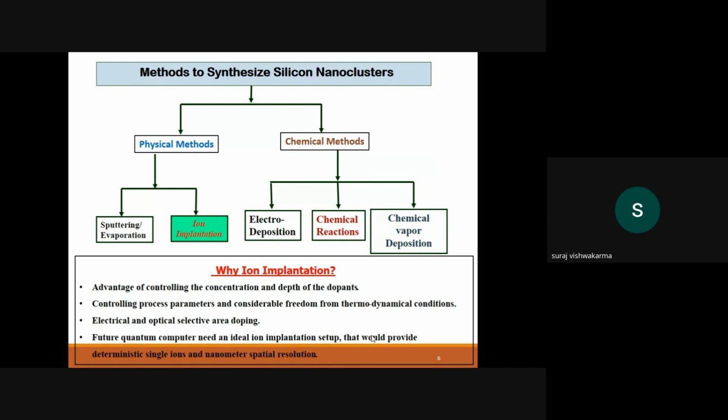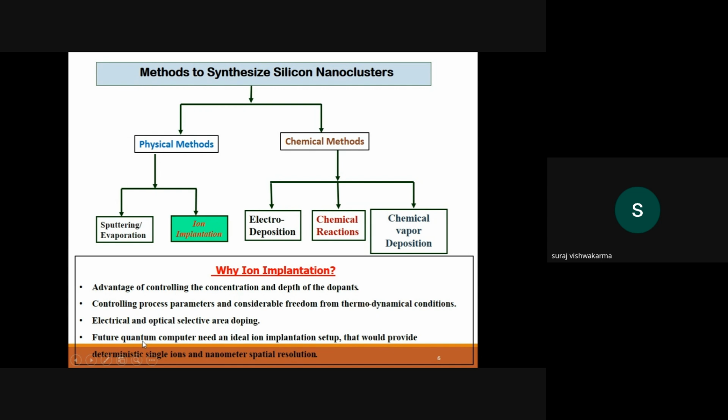Because it has the advantage of controlling the concentration and depth of the dopant, where we want to develop the nanocluster, by controlling the process parameters, in the sense of energy. The depth can be calculated by methods, electrical and optical, selective area, quantum, future quantum computers.